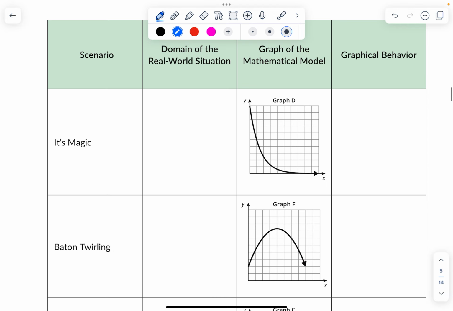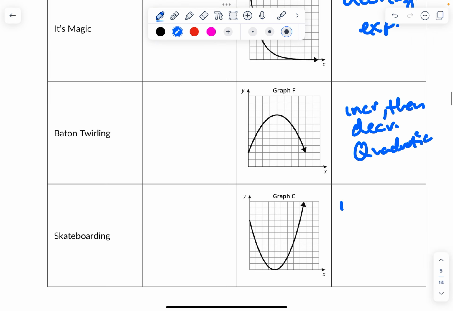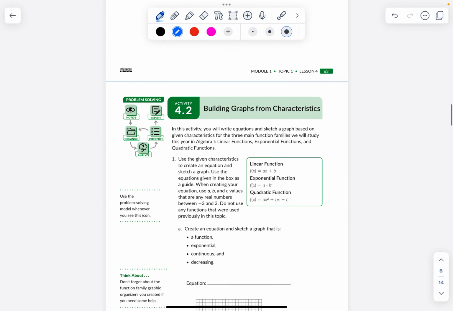Okay. We've got some more graphs. This one is a decreasing exponential. This next one is an increasing and then decreasing quadratic. This is a decreasing, then increasing quadratic. Okay. And I'm not going to beat the domain and range to death because we're going to be doing some better examples of domain and range later on.